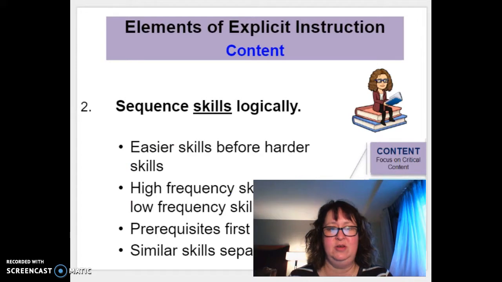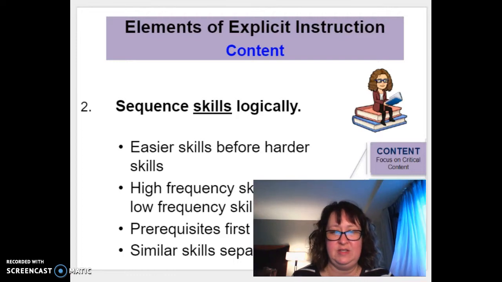We also want to make sure that we're sequencing skills logically. Easier skills before harder skills, high frequency skills before low frequency skills, making sure kids have prerequisite skills first, and that we do similar skills separately. So in other words, don't teach latitude and longitude at the same time. Don't teach north, south, east, and west at the same time. Separate those discrete skills.